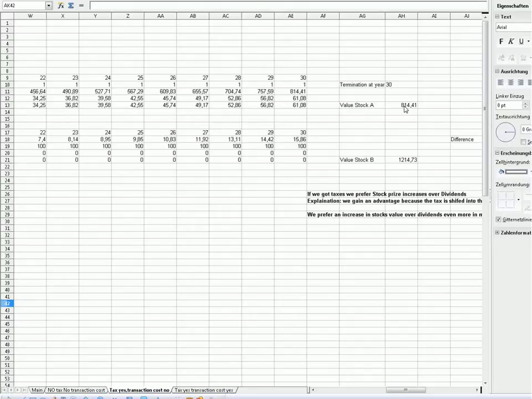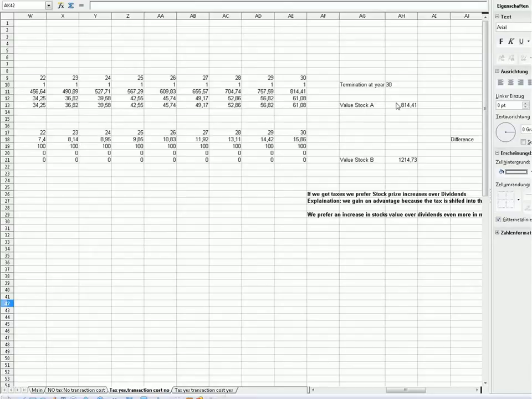We gain an advantage because the tax is shifted into the future and our capital can grow without having any deductions in between. That is the compound interest effect, which is reducing our effective tax rate for stock B. We don't have to pay taxes every year like for the stock A and their dividend pay. We just pay taxes after 30 years when we terminate our investment.